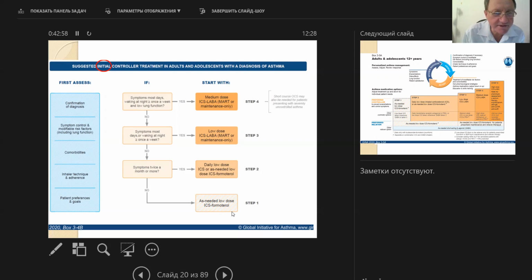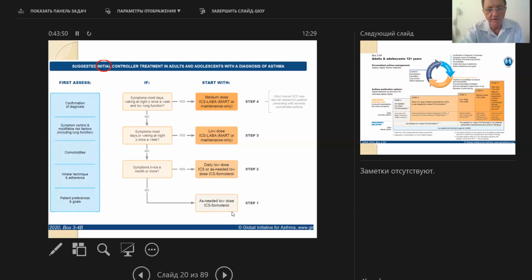And symptoms most days, but not daily. For example, patient can use low dosage inhaled corticosteroids in combination with long-acting beta agonists. As a control medication and as a reliever medication, patient can use combination inhaled corticosteroids with formoterol. And symptoms most days, practically each day, it's step 4: medium dosage inhaled corticosteroids plus LABA.